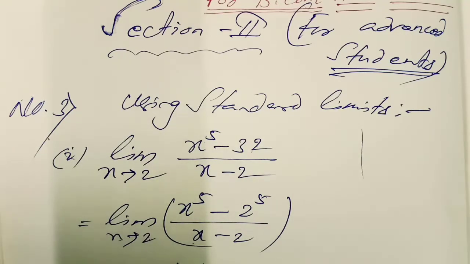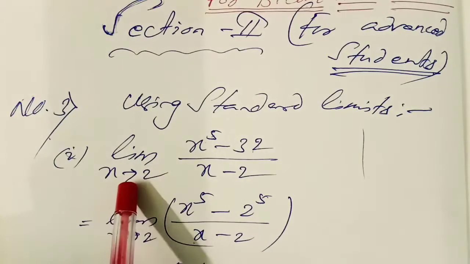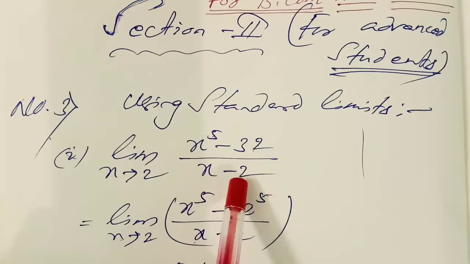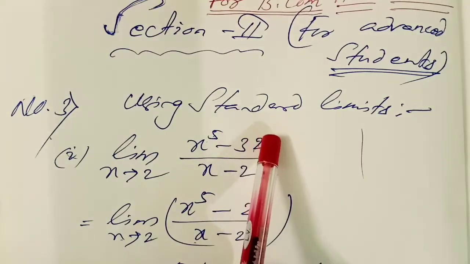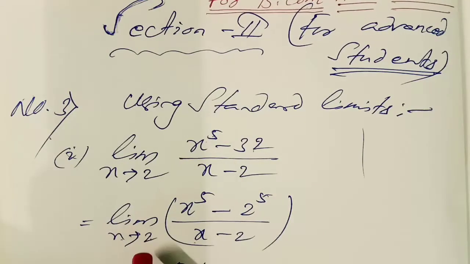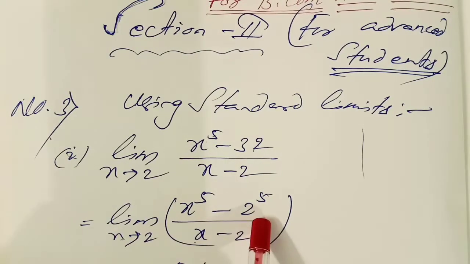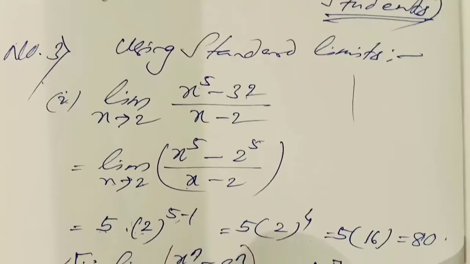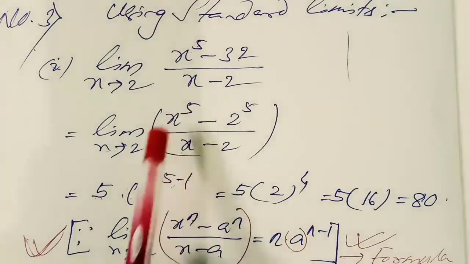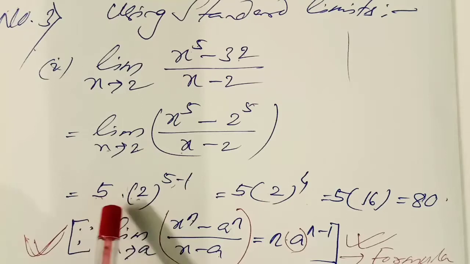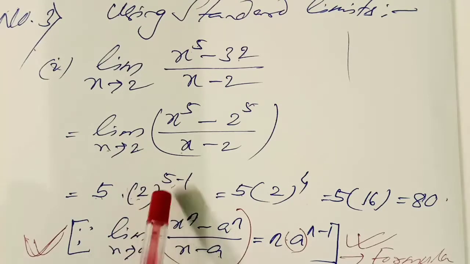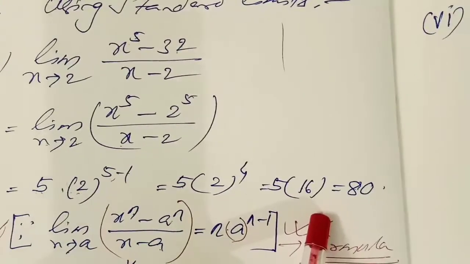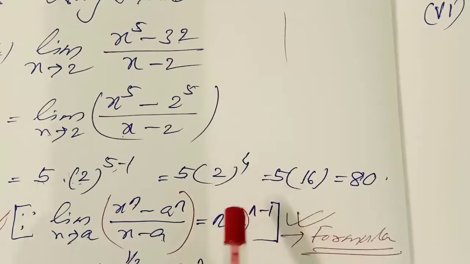The first question is limit x tends to 2 of (x to the power 5 minus 32) divided by (x minus 2). 32 means what? 32 means 2 to the power 5. So limit x tends to 2 of (x to the power 5 minus 2 to the power 5) divided by (x minus 2). Now applying the formula here, the 5 will come outside the power, 5 into 2 to the power 5 minus 1, that is 2 to the power 4. The final answer will be 16 into 5, how much? 80.